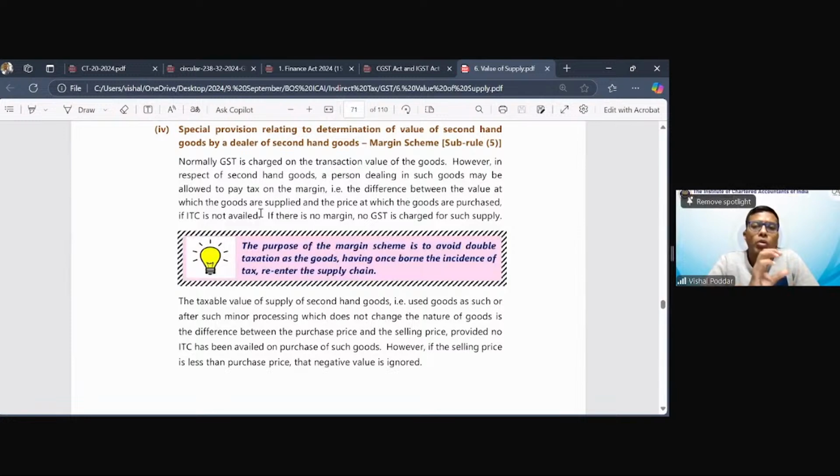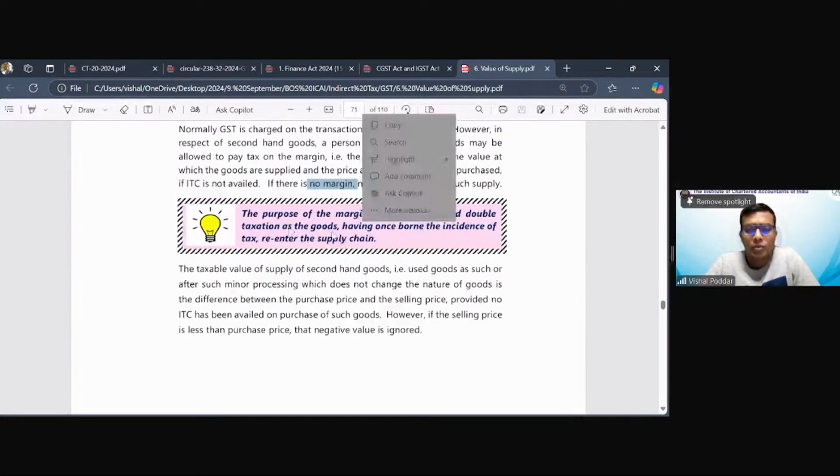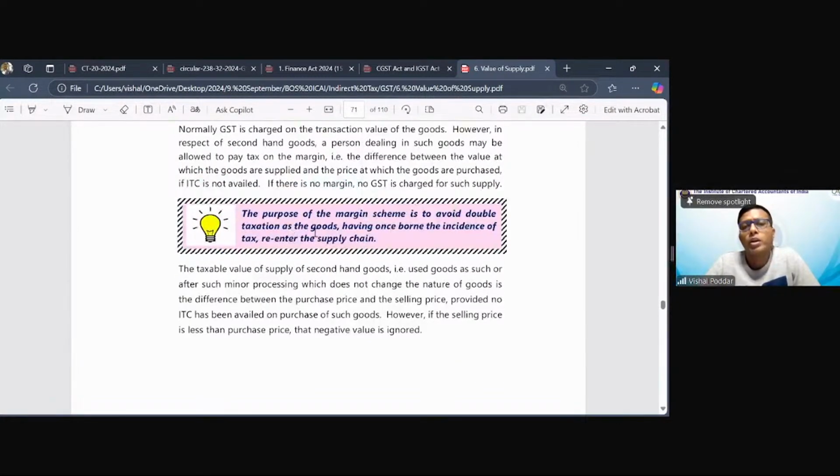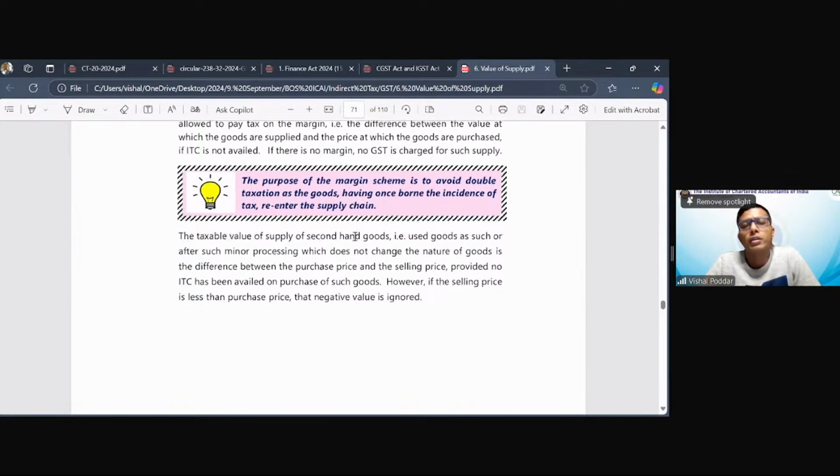So they are given this option that where no ITC is claimed by them, in that particular case, they may pay tax only on the margin and not on the entire sale value of the car, right? So the purpose of the margin scheme is to avoid double taxation as the goods having once borne the incidence of tax re-enter the supply chain.